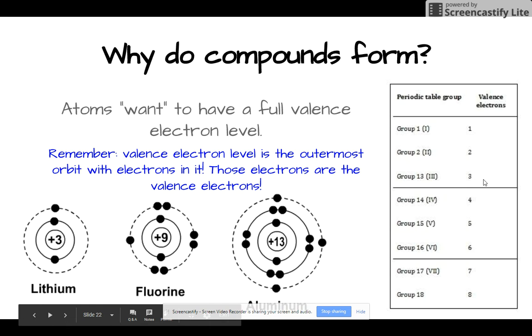Then we have group 13, which has 3, group 14 has 4, 15 has 5, 16 has 6, 17 has 7, group 18 has 8. So group 17, 7 valence electrons. The halogens, like fluorine, are in group 17: 1, 2, 3, 4, 5, 6, 7 valence electrons. Here's aluminum. It is in group 13: 1, 2, 3 valence electrons.